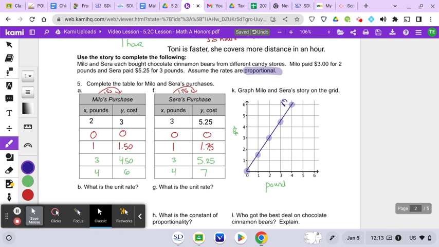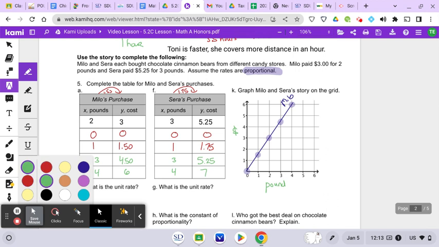And we like to label. That's Milo. And then whatever your other color is, I'm going with green. She's got 0, 0 again. And then 1, 1.75, so kind of a little higher. And 2 is already off my graph at $7.